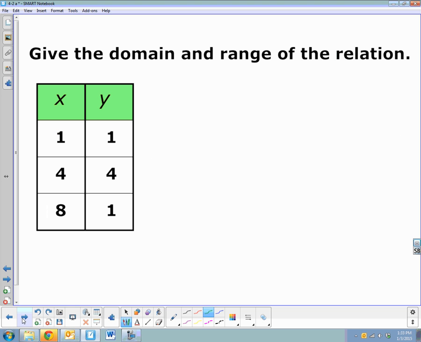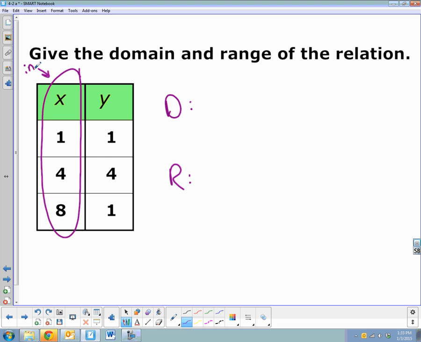I'm gonna skip that. I'm gonna go here first, and then we'll come back. So we've got our table. We want to give the domain and the range of the relationship of the table. So I've got a domain, and I've got a range. The domain, that's not an O, sorry, that's a D. The domain is all the things that can go in. So that's my x values here. This is the input. So 1 can go in, 4 can go in, or 8 can go in.